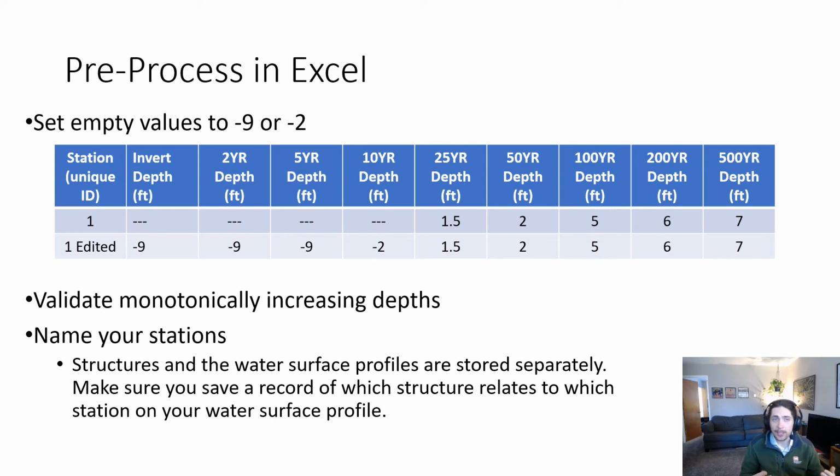The final step here with the pre-processing is to name your stations. In the end, we're going to have your structure inventory as a table in FDA and your water surface profile as a table in FDA. And we need to make sure that we name our stations in the water surface profile and map them correctly to all our structures in the structure inventory.